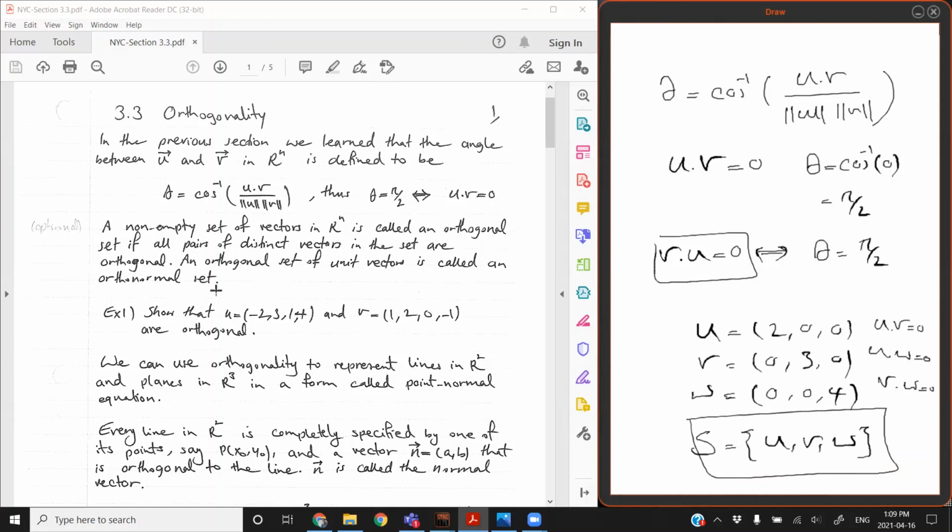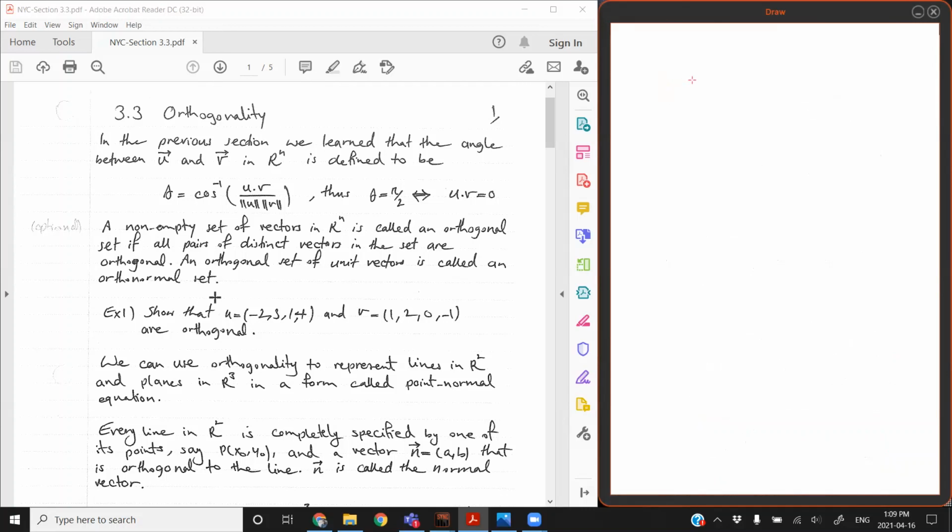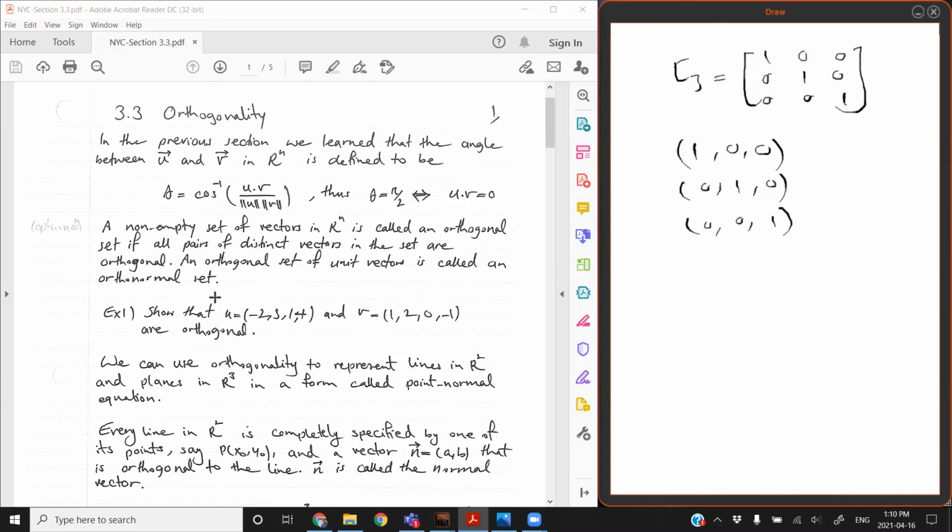And what is an orthonormal set? An orthogonal set of unit vectors is called an orthonormal set. So if you just think about the three rows of I3. So I3 is 1, 0, 0, 0, 1, 0, 0, 0, 1. If you think of each row as a vector, so we have this vector, and we have this vector, and we have this one here.